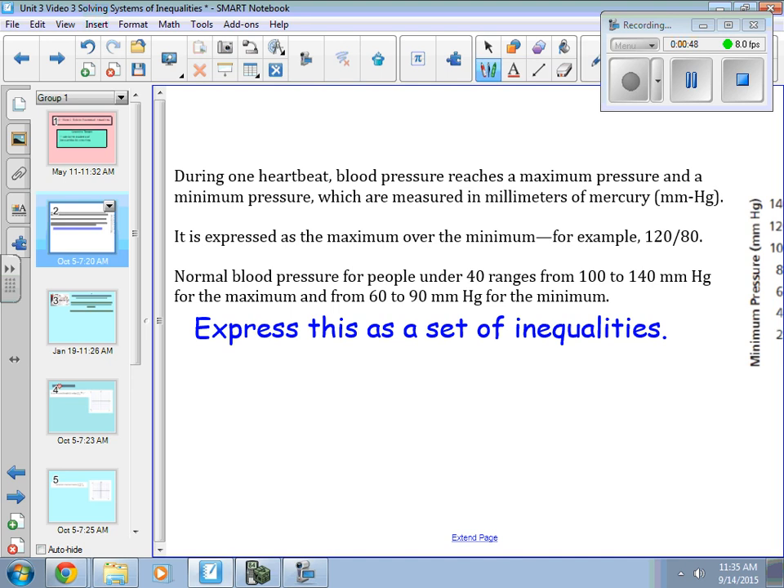So first we got to figure out, well, what are we going to call these things? So let's use X for our maximum blood pressure, and let's use Y for our minimum blood pressure. So if we read here, normal blood pressure ranges from 100 to 140. That means that our maximum blood pressure should be greater than or equal to 100. But we also want it less than or equal to 140.